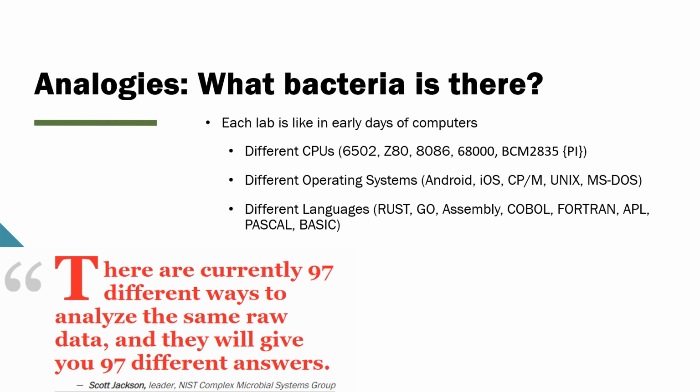So, what bacteria is there? Well, let's take a look at it. Let's look at some of the possible parts in our package of salvage. We could have different CPUs: a 6502, which is 8-bit, a Z80, 8-bit, an 8086. We could have a 6800. We could have 32-bit. We could have a BCM2835, which is what is used in the Pi computers. Some are 8-bit, 16, 32, 64, and I think there are probably some 128-bit chips around, but those have not become popular yet.